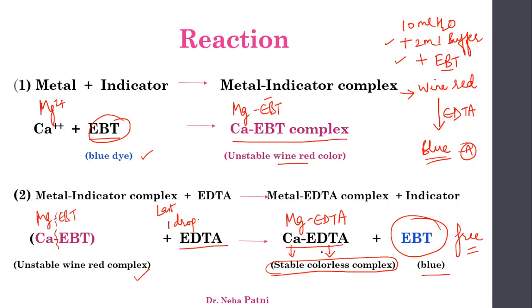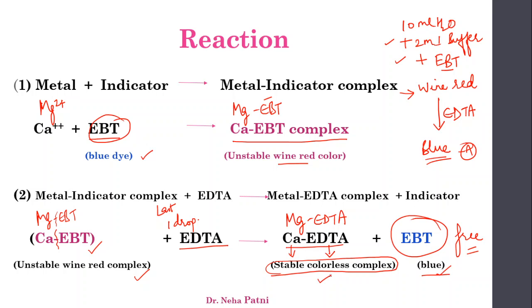However, the color comes because of the indicator. Here EDTA and hardness both are colorless. The color is changing because of the change in the EBT state. Earlier it was in an anionic state where it was in a complex form, so it was wine red in color, and at the end point it becomes free in the flask. It does not have anything to react with, so it becomes blue.